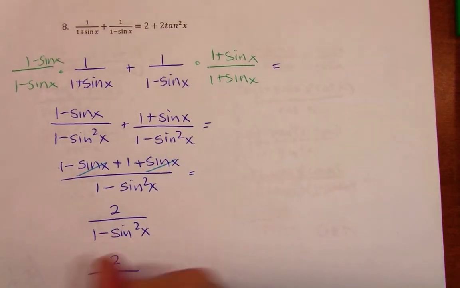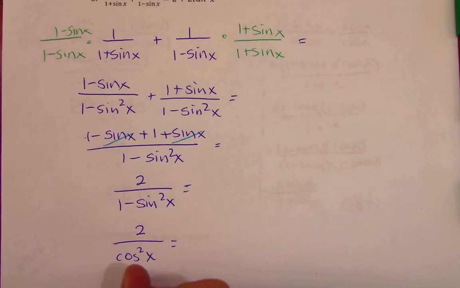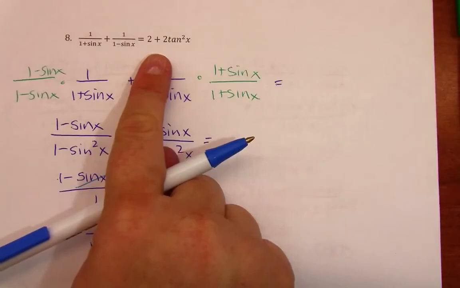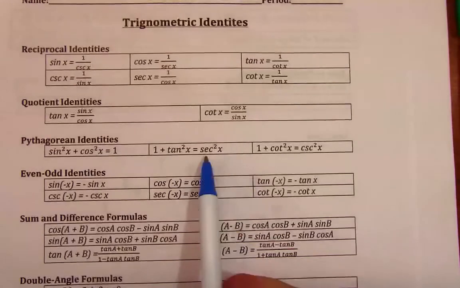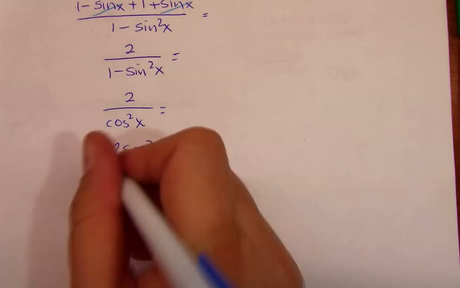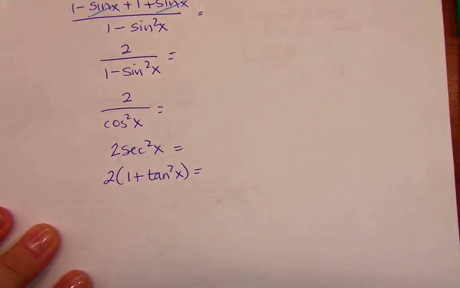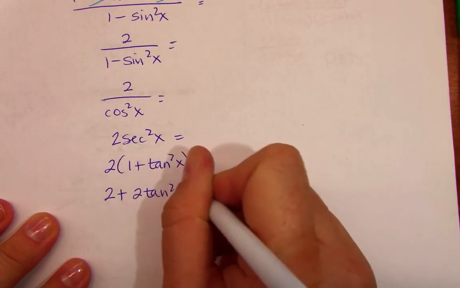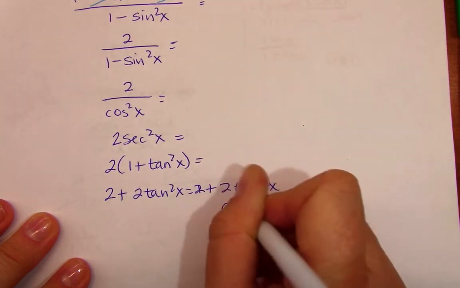Well, that's the same thing as 2 over cosine squared x, or 2 secant squared x. And you might have gotten stuck here because this is simplified, but it's not what we want. So what we need to do now is look at our identity sheet again and see if there's something else we can use. Well, we can use 1 plus tangent squared x, and that's secant squared x. So that's going to be 2 times 1 plus tangent squared x. And then that becomes 2 plus 2 tangent squared x equals 2 plus 2 tangent squared x, which is what we wanted.